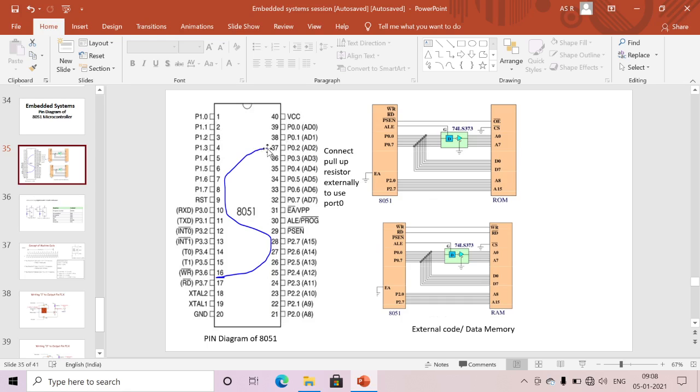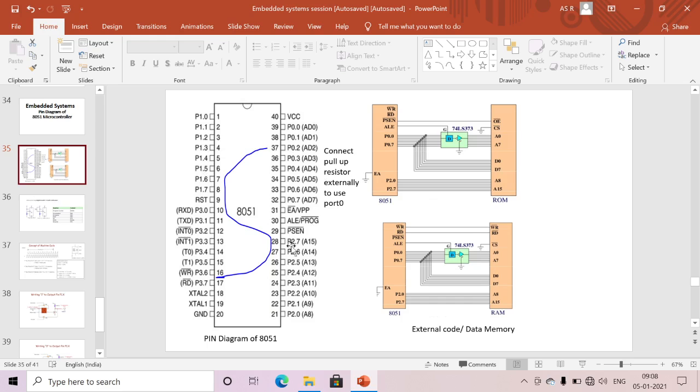Next, we need to draw an S shape here. This is my port 0, this is my port 1, port 2, port 3. This is the way we need to identify the port locations. Each port has 8 pins, so totally 32 pins are covered.